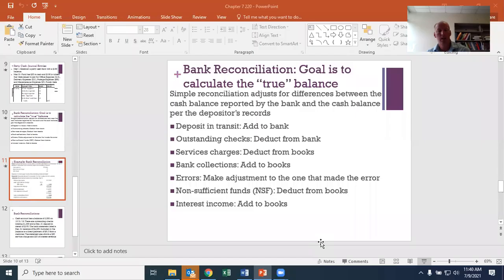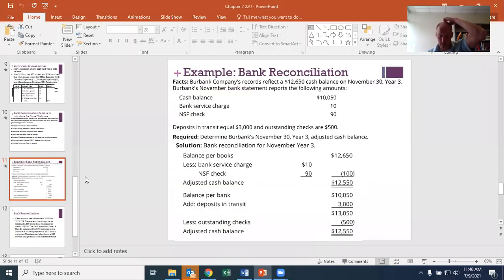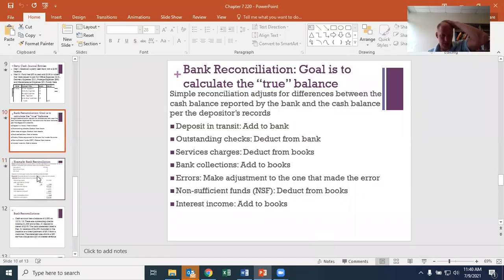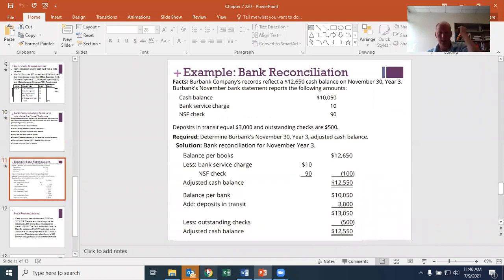Okay, so now that's a little bit abstract, but let's go look at an example. Hopefully that will solidify it.